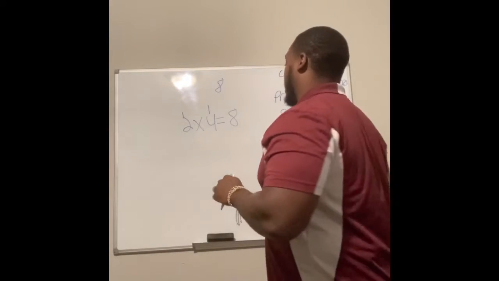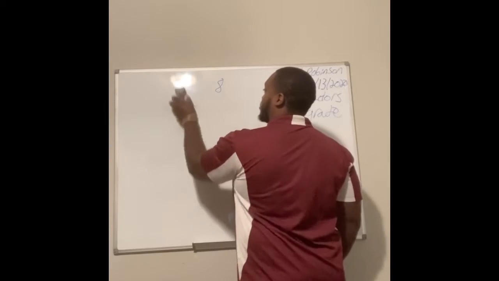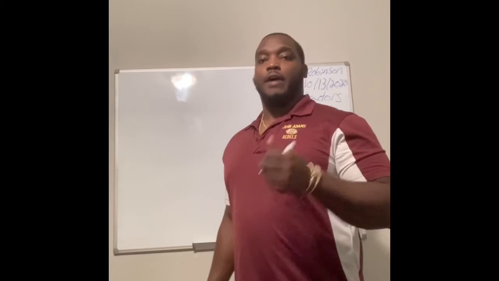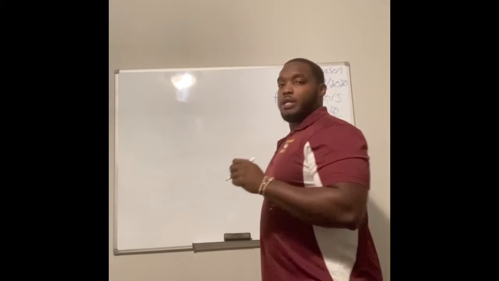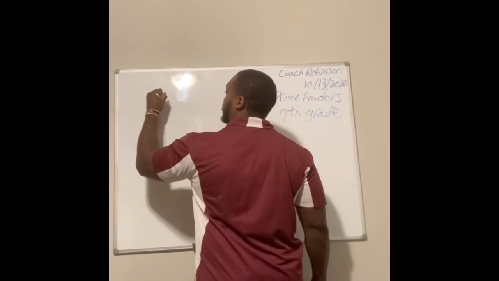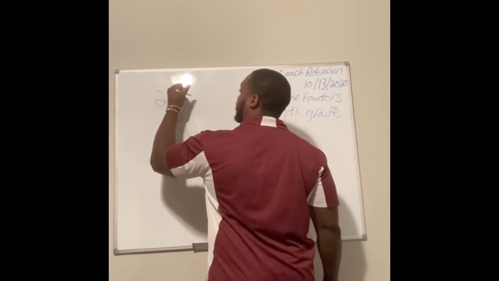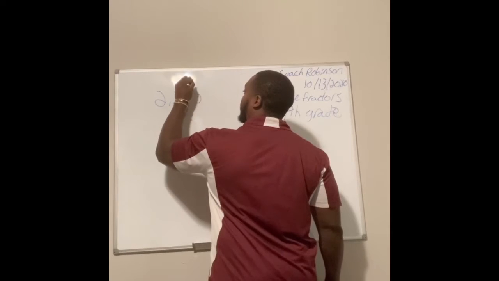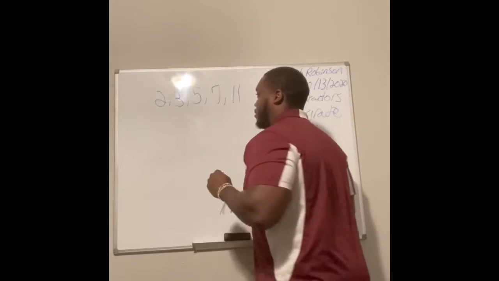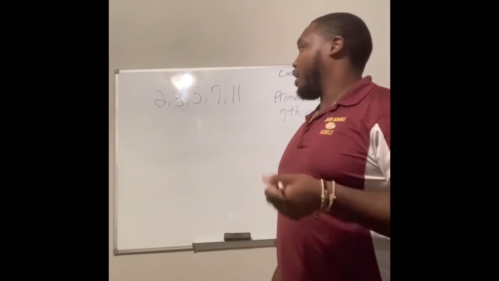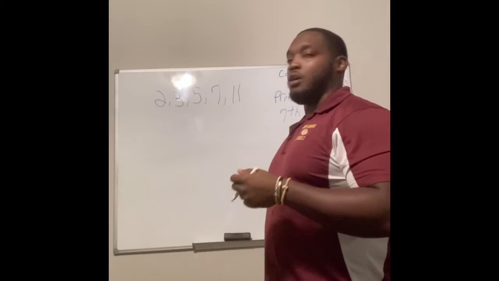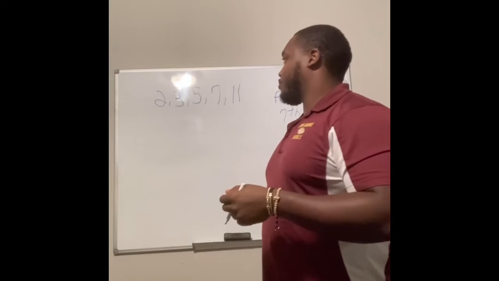Okay? And we know that the first set of prime numbers after the number 1 are numbers that don't have any factors. So that being 2, 3, 5, 7, 11. So these are the first 5 prime numbers. And again, prime numbers are numbers that only have factors of 1 and itself, okay?